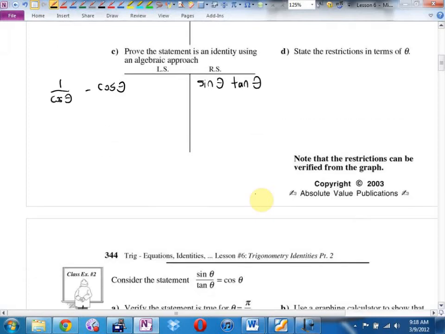Okay. Kara, what's hint number 1 on my sheet? Begin with the more complex or uglier side. Both of these are ugly. I'm going to be doing work on both sides.